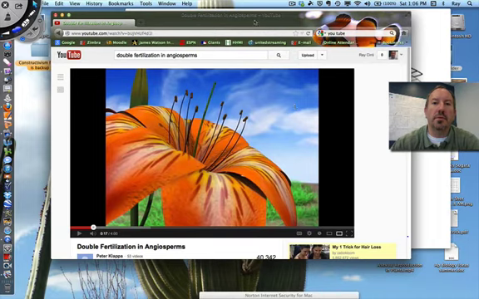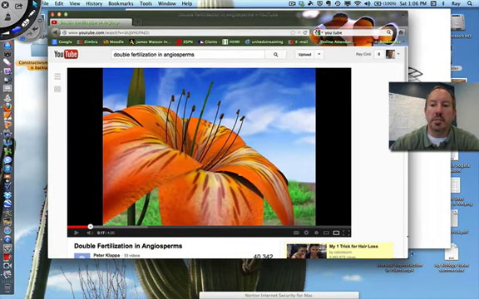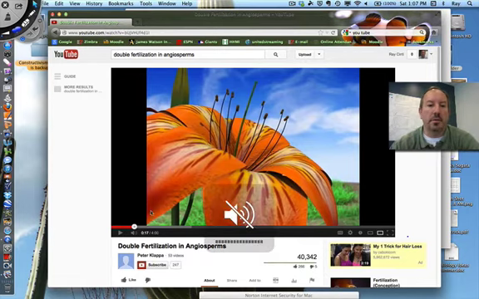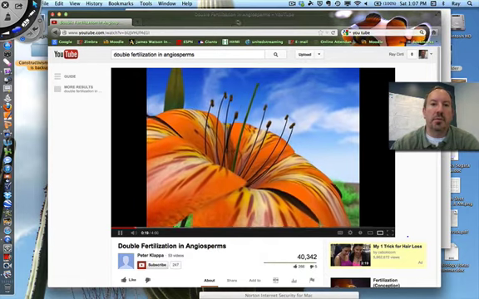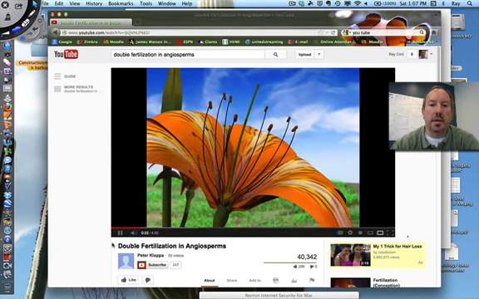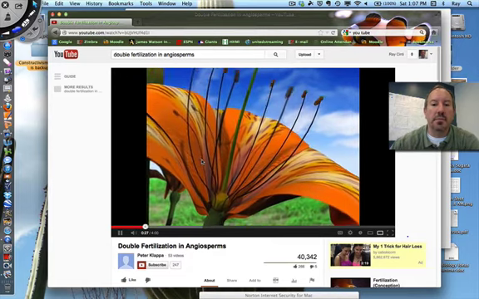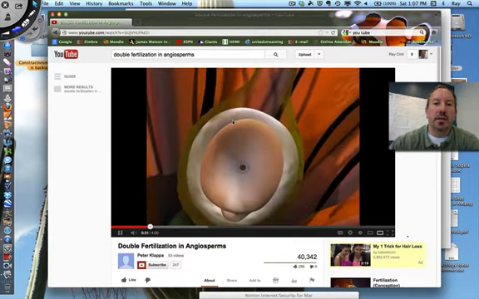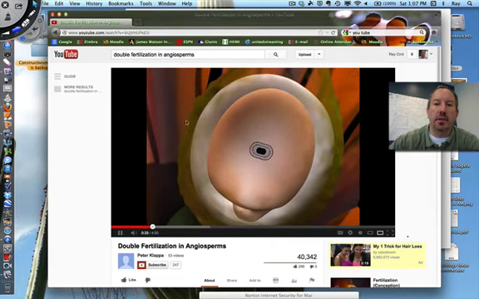This is a pretty cool animation on YouTube of what we've been talking about. So let's take a look here. What's happening is you could see in this animation, here's the flower, looks like some kind of lily right here. And so we're going to focus in at the base of the style. This is the ovary, and inside the ovary you have these ovules, okay?